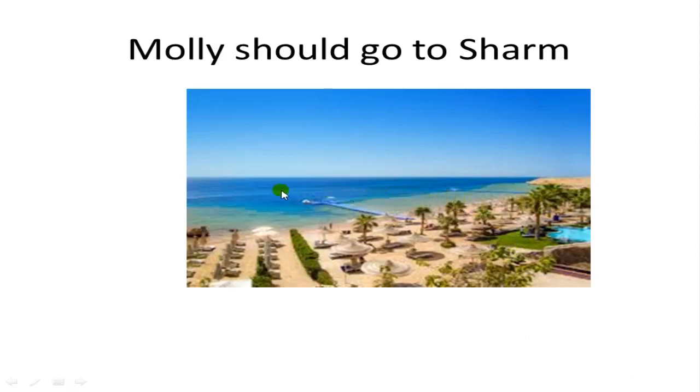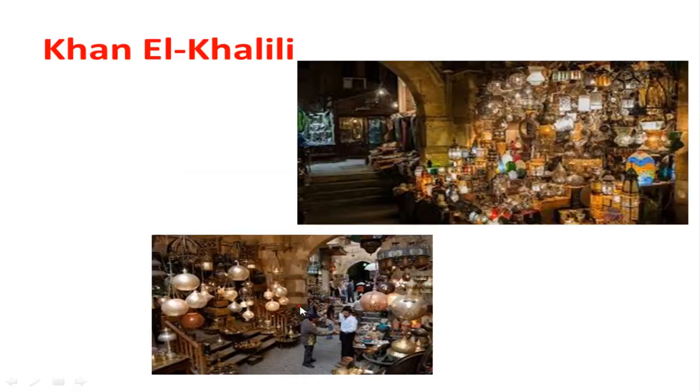Molly should go to Sharm el-Sheikh because in Sharm el-Sheikh you can go hiking, you can relax, you can have fun. Sharm el-Sheikh is a beautiful city. It's on the Red Sea. Teresa can go to Khan al-Khalili. In Khan al-Khalili in Cairo, in Egypt, she can buy different souvenirs, gifts, presents. We have wonderful antiques and souvenirs in Khan al-Khalili. It's a great place for shopping and for buying wonderful souvenirs.